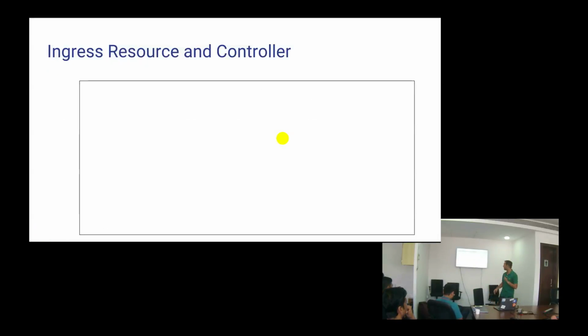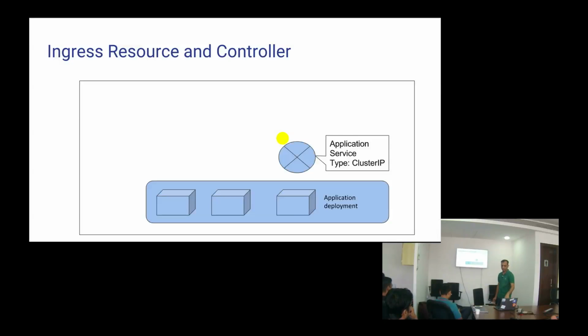So we'll look at a flow diagram real quick. Let's say this black box is the Kubernetes cluster that we have, and we have an application which is deployed inside a deployment, and there is a service of type ClusterIP. This is internal to the cluster, and we want to expose that service outside.